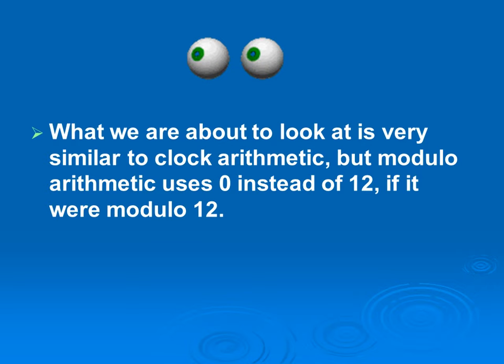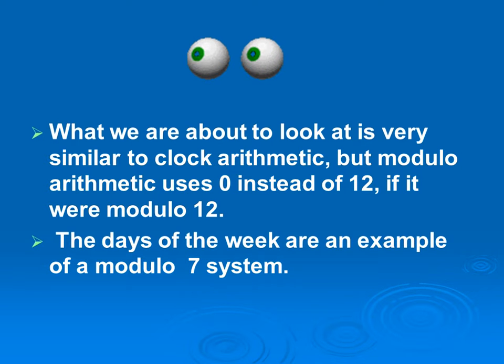arithmetic. So it's very similar to clock arithmetic, but you're going to use a 0, take for instance, instead of 12. If it were modular 12, you would use a 0 instead of 8 if it were, say, clock 8. So forth and so on. So it's very similar to clock arithmetic. The days of the week are an example of a modulo 7 system.